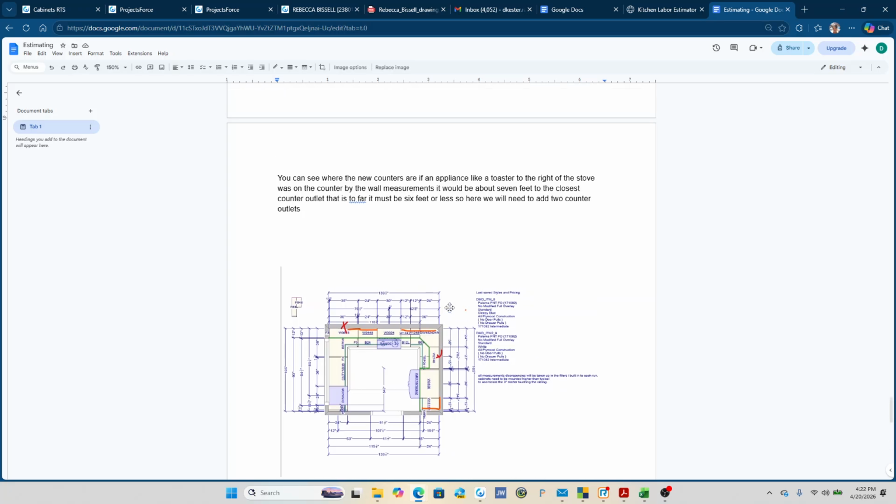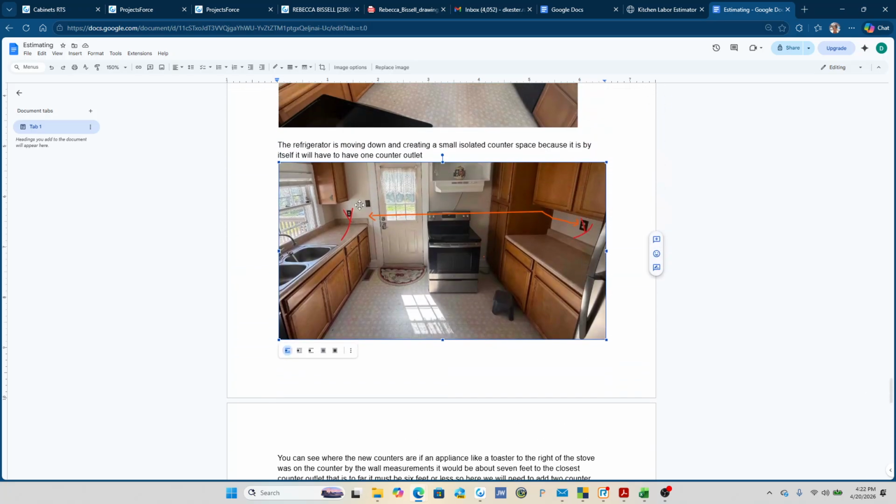Now the counter outlet code, so you can see there's an outlet here and there's an outlet here. The counter outlet code says for every 6 foot of wall space, you must have, if there's counters, an outlet. Remember this door will be gone, but the range will be here. So anything on the left side of the range, there is an outlet within 6 feet. We can see that when we look at our measurements on the drawings.